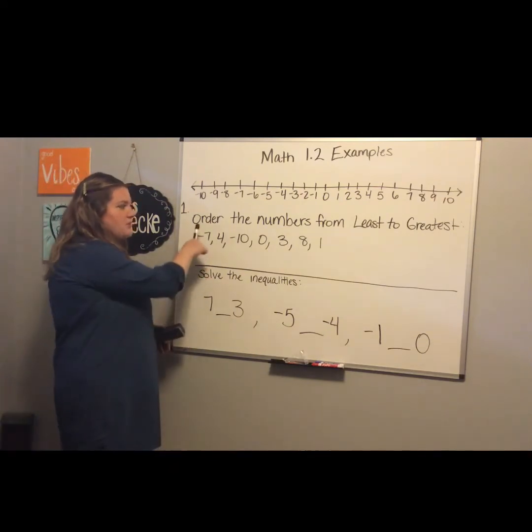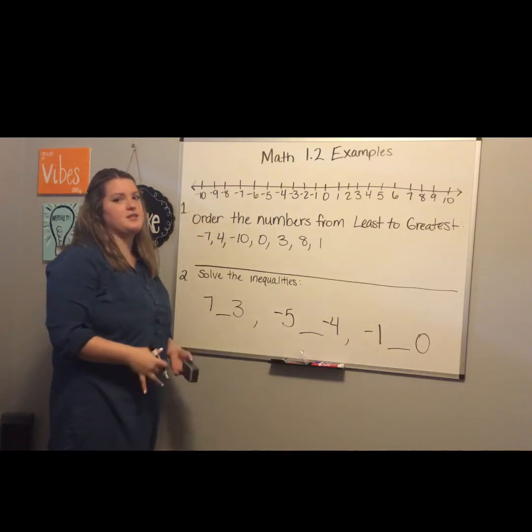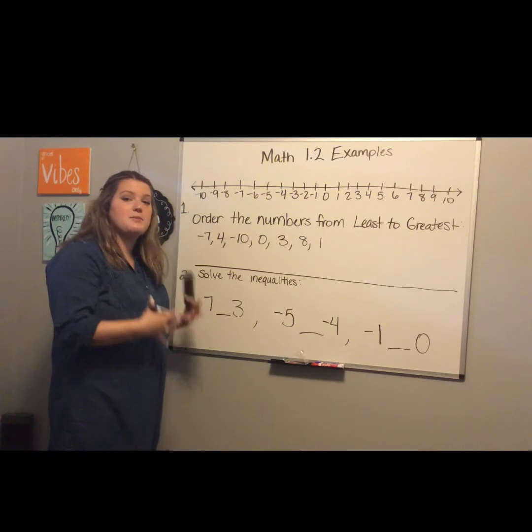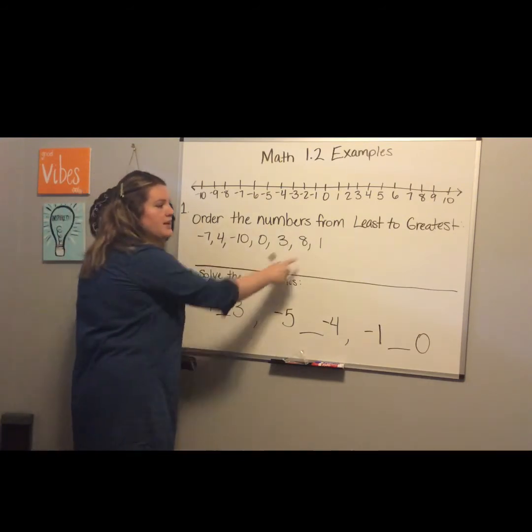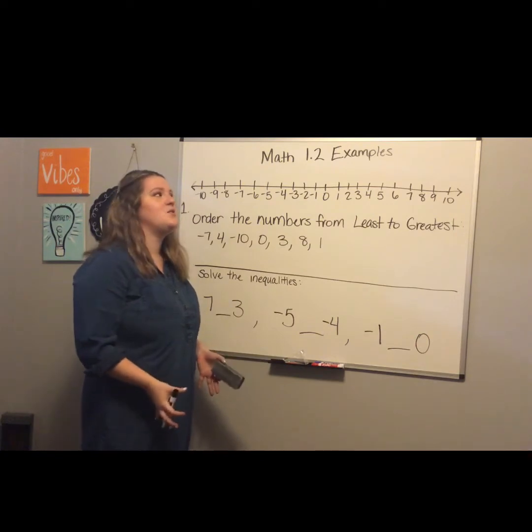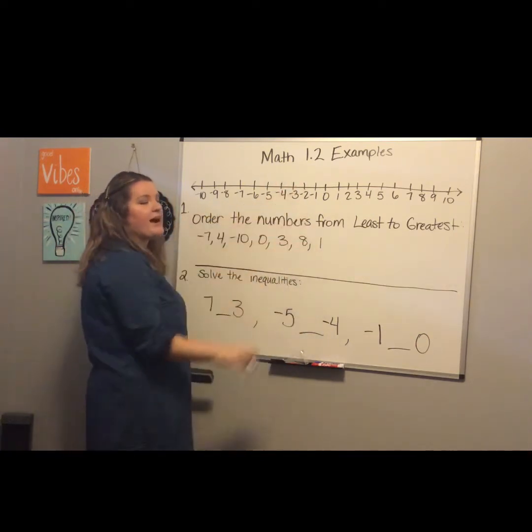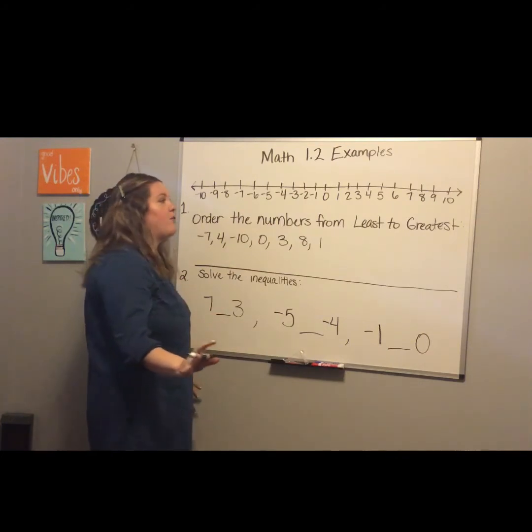The first thing we're going to do is order the numbers from least to greatest. Least means smallest, greatest means largest. So from the smallest number to the biggest number out of these numbers. An easy way to get this done is to just plot each number on the graph first. That's the first step, and you're going to see why once we do that.